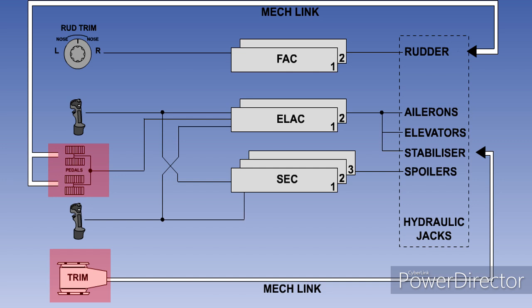In the event of a total electrical failure, the aircraft can be controlled longitudinally with the trim wheel and laterally with the rudder pedals, both of which operate their control surfaces hydromechanically.